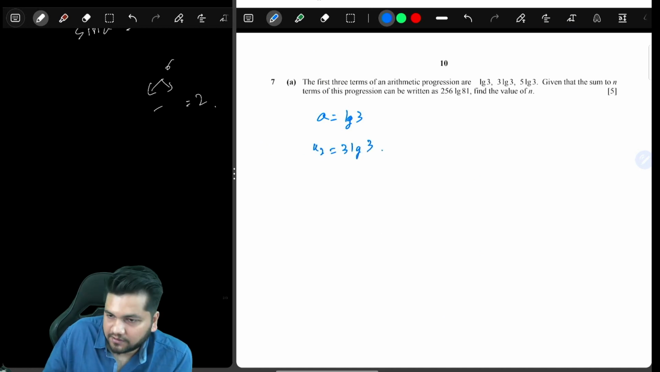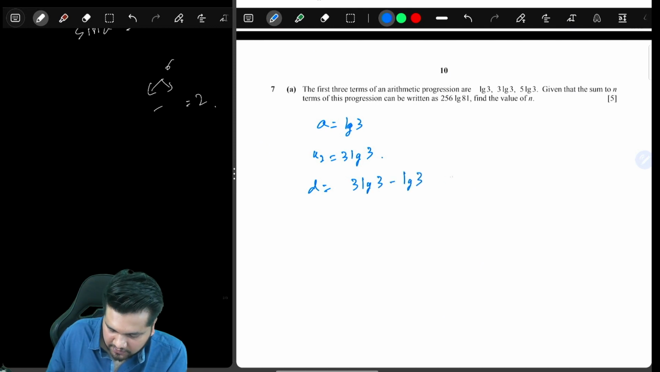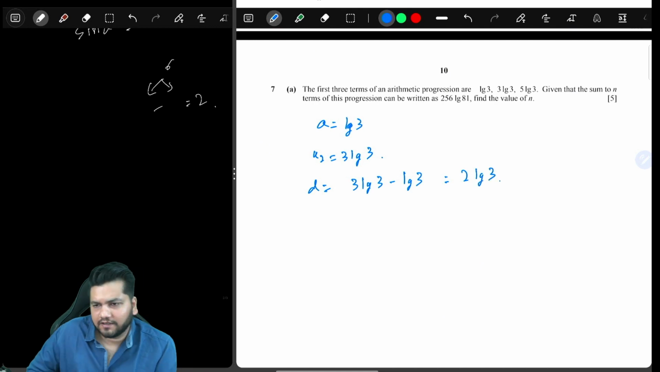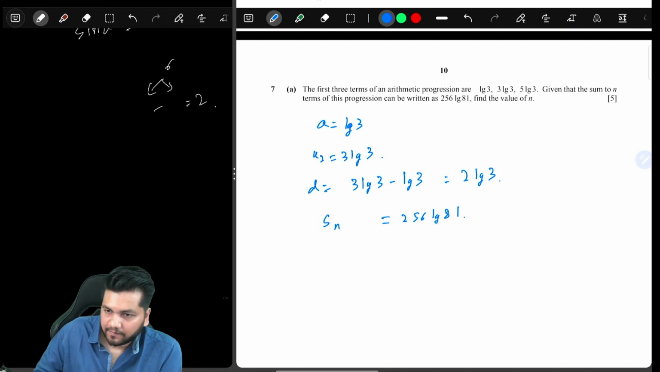Now, since they have given it is of course an AP, the common difference would be what? It's going to be second term minus first term. So 3 log 3 minus log 3, which is 2 log 3, or log 9 if you want to consider. Now, what they have given? They have given SN, which is 256 log 81, right?